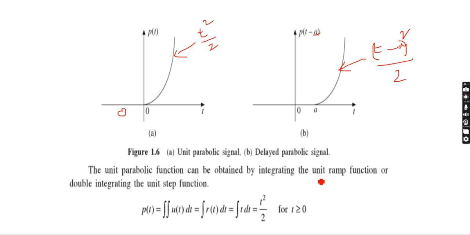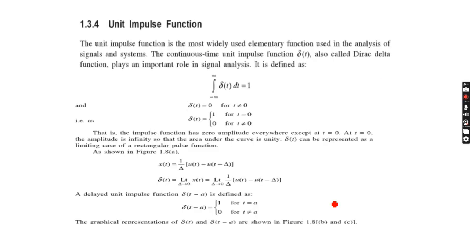By doing second order integration of the unit step signal, you can get the parabolic signal like this. Observe this. Next, the unit impulse function. The unit impulse function is the most widely used elementary function in the analysis of signals and systems. The continuous time unit impulse function delta of t, also called the Dirac delta function, plays an important role in signal analysis. It is defined as follows.